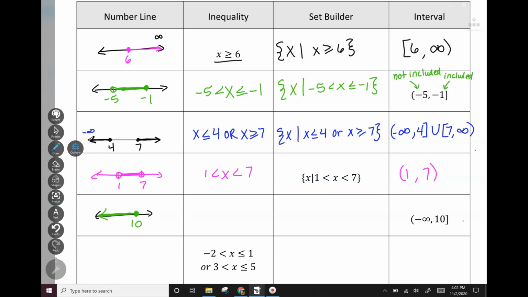Okay, so writing that in inequality notation looks like x has to be less than or equal to 10. So we have the set of all x such that x is less than or equal to 10.